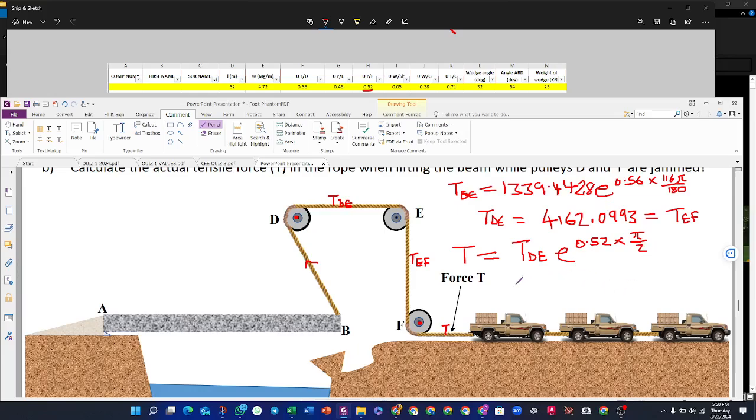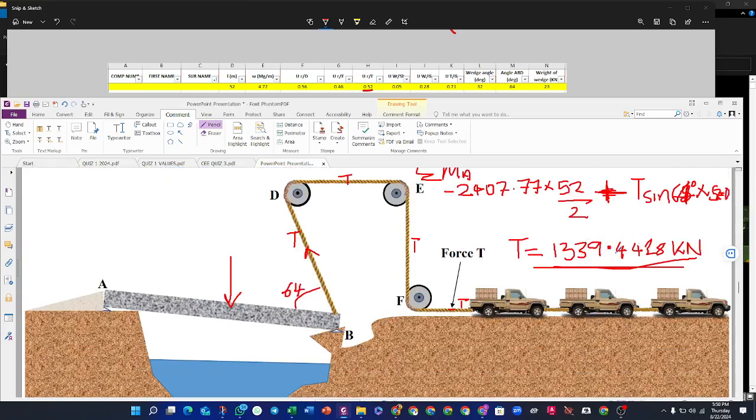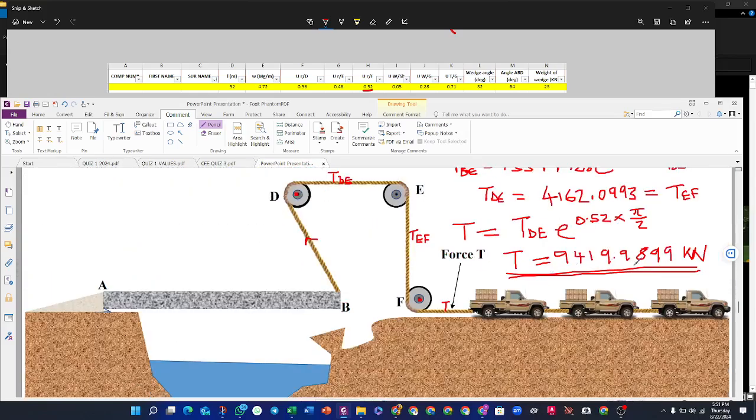So when we solve this, our T is coming out to be 9419.9899 kilonewtons. Me, I'm working in kilonewtons because of failure to write. So this is the answer for B. So you see, because the pulleys have jammed, they have to go to that. When the pulleys had not jammed, they were only required to do that. But the pulleys jammed, so to overcome friction, they had to go to 9,000 like that.